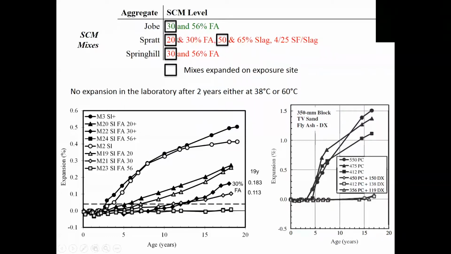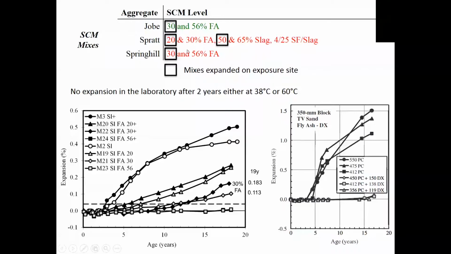Again, 20% didn't work in the field, but 30 did. We have 50% and 65% slag. 50% hasn't worked on the CanMet site, but I think it has worked on the Kingston site, so that's a bit confusing. And then we have a ternary blend here, which has worked on the Kingston site. And then again with the Spring Hill, 30% hasn't worked and 56% has.